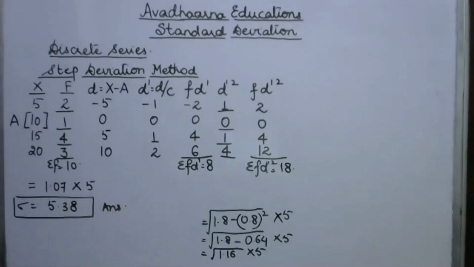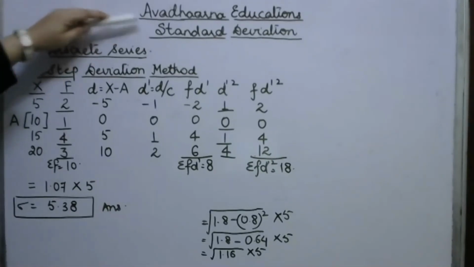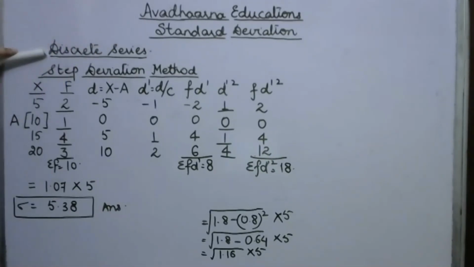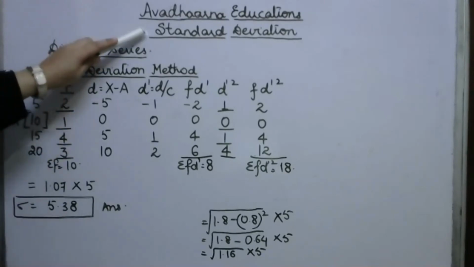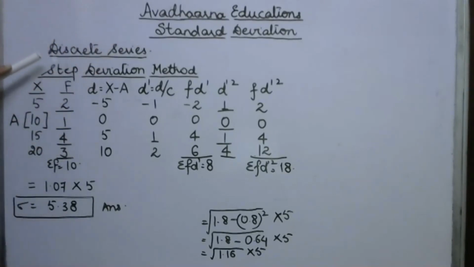I hope that all the three methods, that is direct method, assumed mean method, and step deviation method of finding standard deviation in case of discrete series are clear to everyone. Please practice more questions based upon the formulas. Now in the next class, we'll be learning how to calculate standard deviation by different methods in case of continuous series.